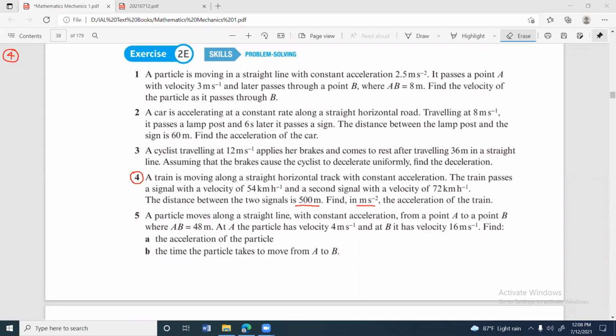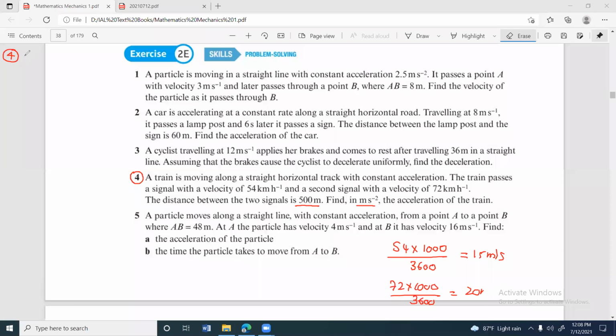Therefore, we need to convert 54 kilometers per hour into meters per second. How do we do it? Multiply by 1000 and divide by 3600. What is the answer? It's 15, so 15 meters per second. 72 kilometers per hour must be 20, so it turns out to be 20 meters per second.